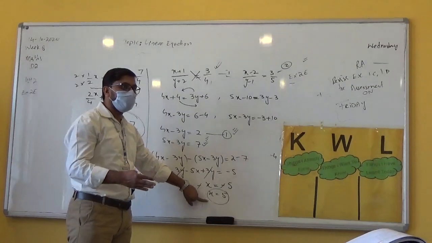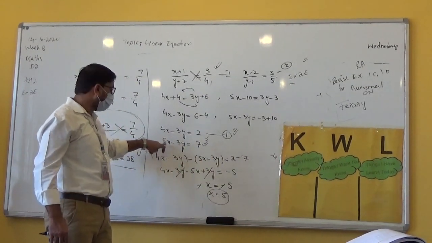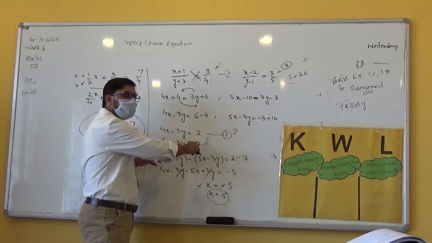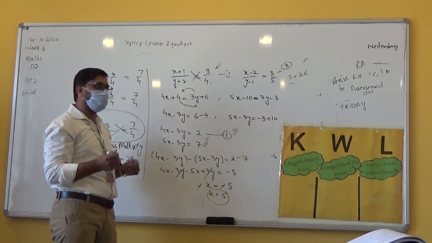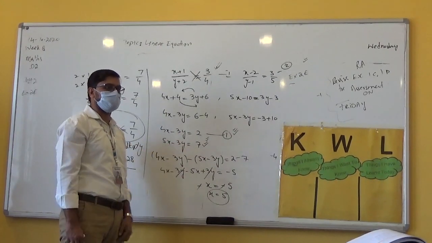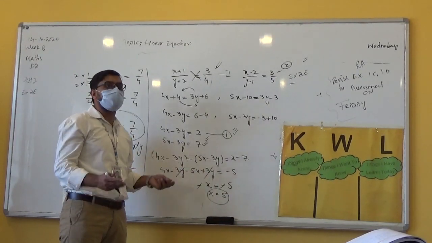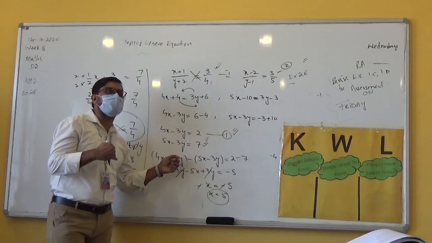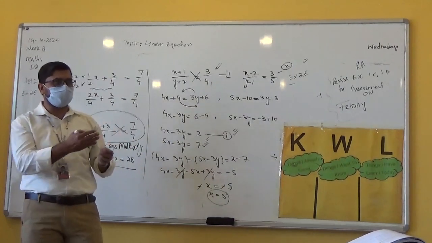Value for y, how would you find it? Can you just put the value of x over here? 5 into 5 is 25. So move it to the other side. That will be 7 minus 25. What is 7 minus 25? Minus 18. So what about this 3? Minus 18 divided by minus 3. Is that minus 6 or plus 6? Plus 6. The 25 will be negative on the other side. So minus 18 by minus 3 is equal to positive 6. So this is the way you can find the variable.